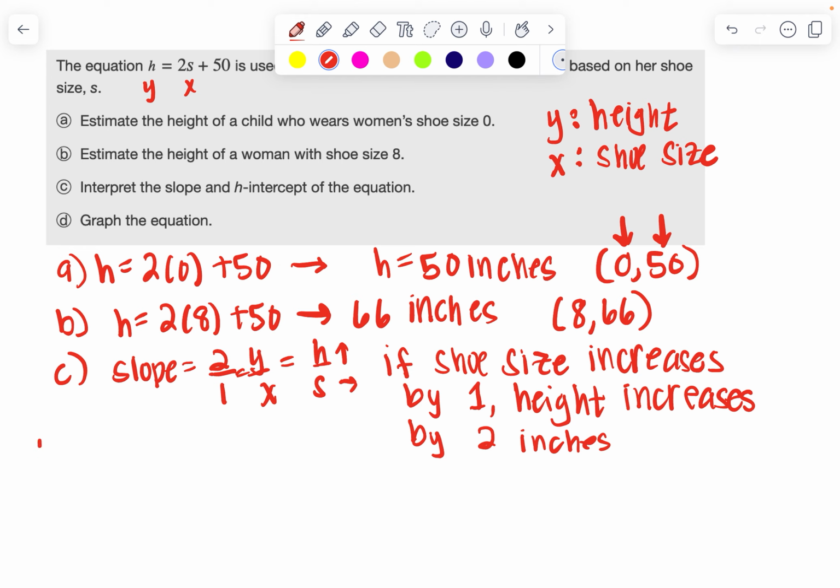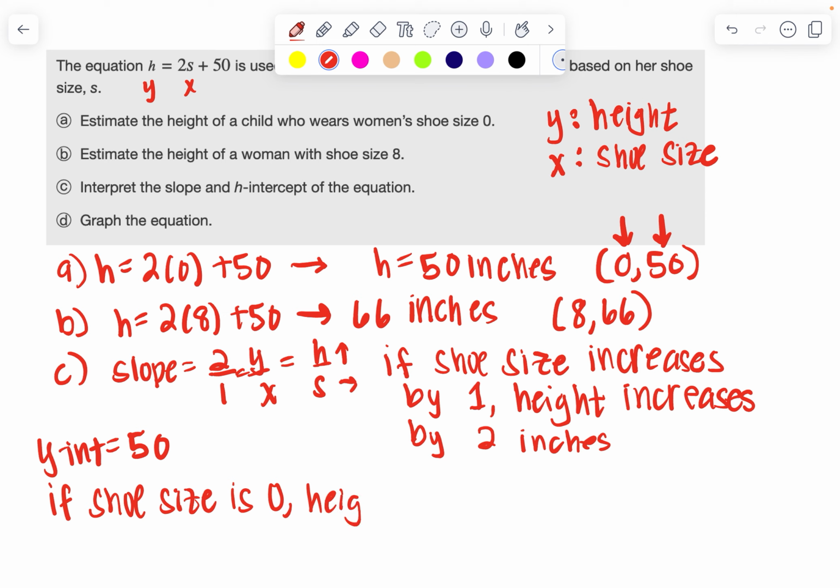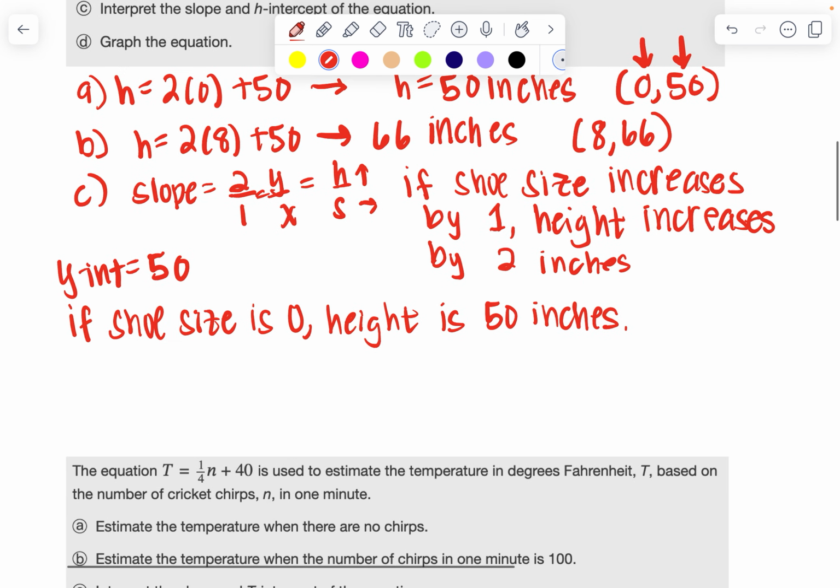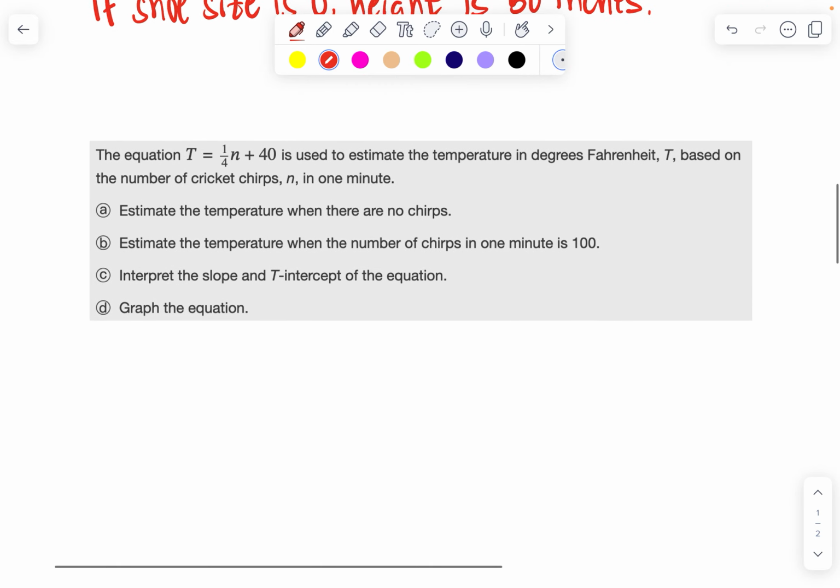And then our y-intercept is 50. Again, we said the y-intercept is the y value when x is 0. So in this case, it would be the height if shoe size is 0. So if shoe size is 0, height is 50 inches. And again, we're not going to graph it.